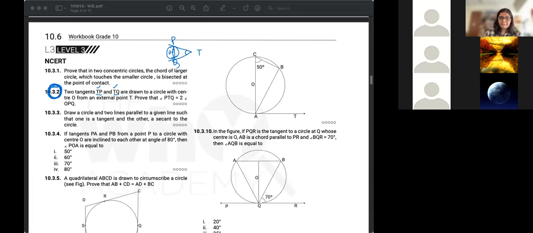Ma'am, should it be POQ, because OPQ is just a straight line. OPQ is not a straight line. If it became a straight line, then that would become parallel. Yes, ma'am, understood.